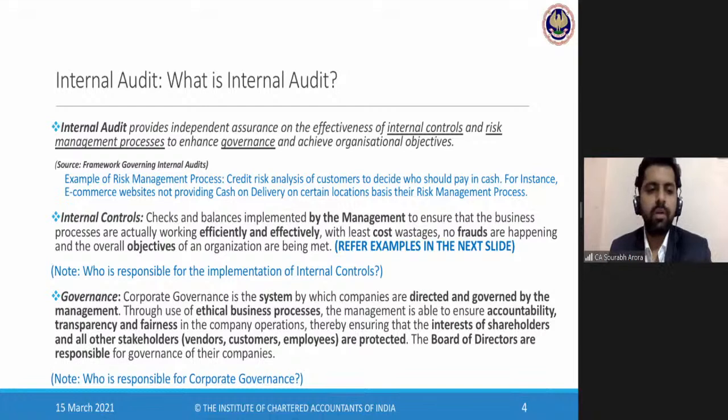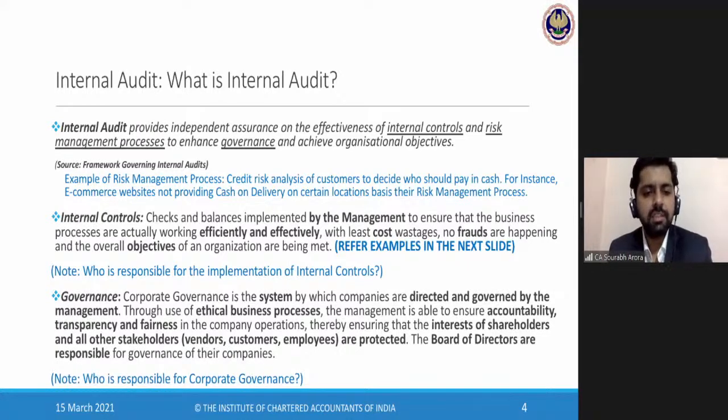But please note over here who is responsible for the implementation of internal controls. As the definition says, it is to be implemented by the management of the organization. Just remember this, that internal control is the responsibility of the management.